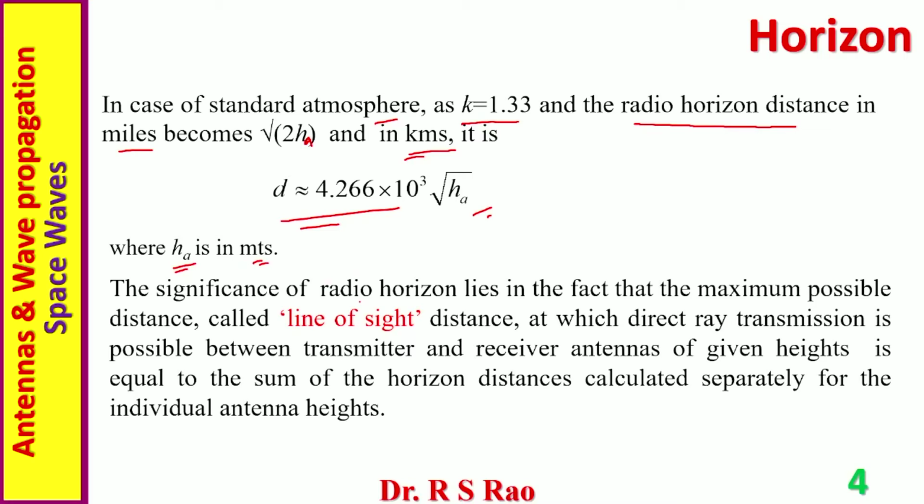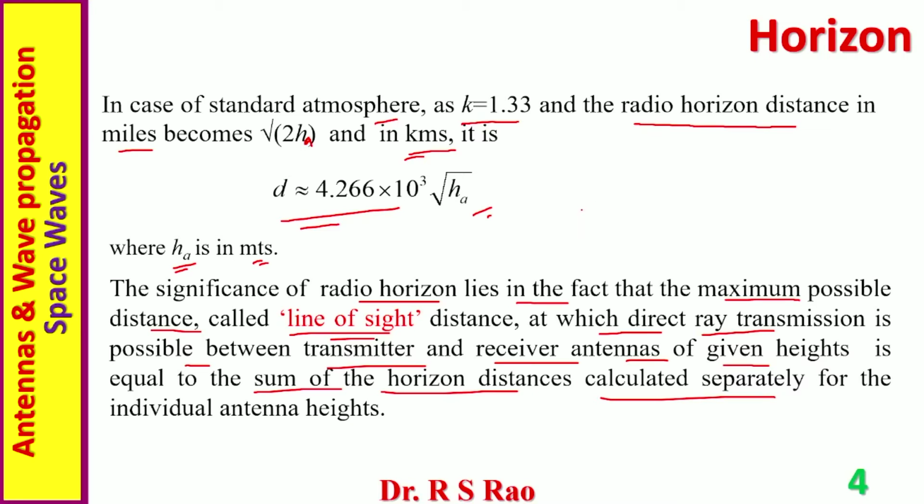The significance of radio horizon lies in the fact that maximum possible distance, called a line of sight distance, at which direct ray transmission is possible between transmitter and receiver antennas of given heights, is equal to sum of the horizon distances calculated separately for the individual antenna heights.